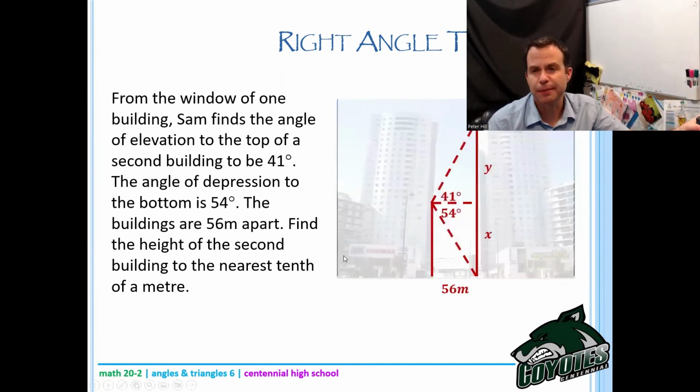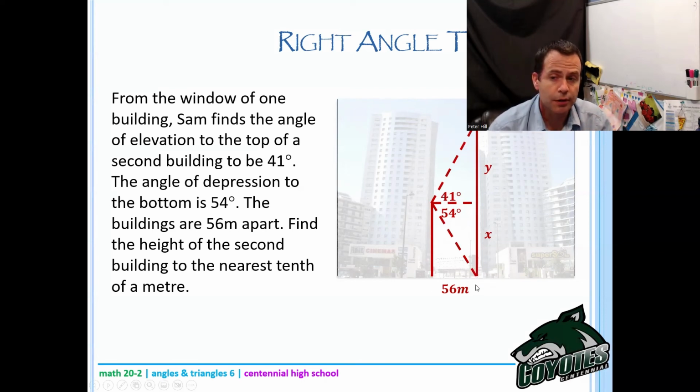Okay, so we should have something that looks like this. So I have Sam sitting right here, and then the angle of elevation going up is 41 degrees. Remember that angles of elevation and depression have to form with a horizontal line. So there's my horizontal line. The angle of depression going down will be 54 degrees, and the buildings are 56 meters apart from each other.